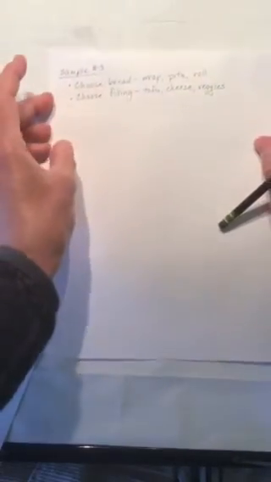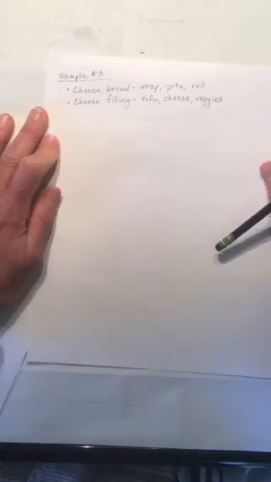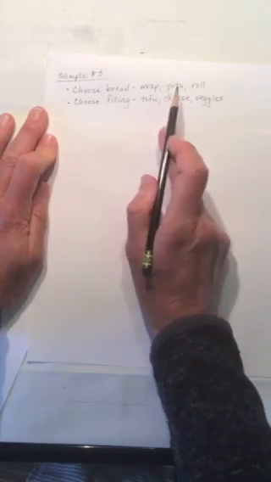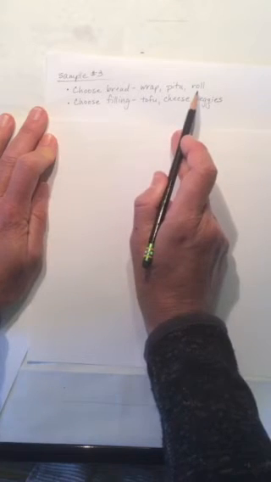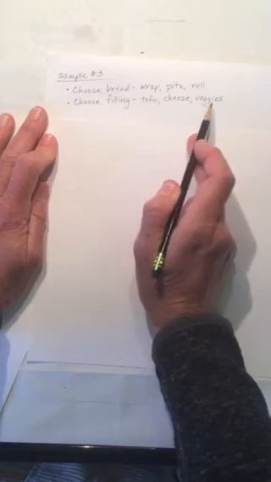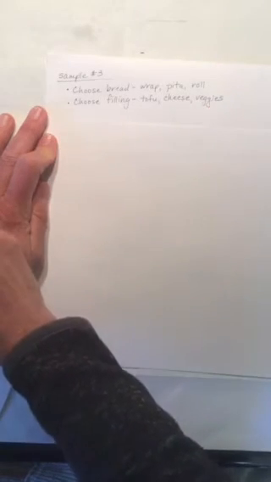So we're talking about sandwiches again. And we have the option to choose a bread first. So we could get a wrap, a pita pocket, or a roll. Then we can either choose to have tofu, cheese, or veggies in our sandwich.